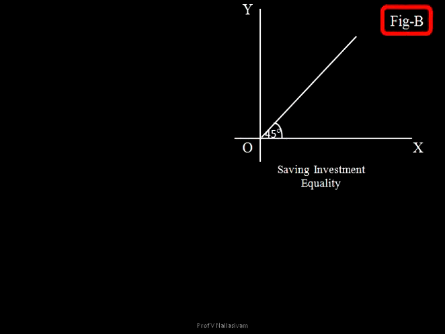Look at figure B. Investment is measured along the x-axis and savings is measured along the y-axis. The 45-degree line is there to show that the level of planned savings and the level of planned investment are equal. For example, when investment is 40 rupees, savings is also 40 rupees.